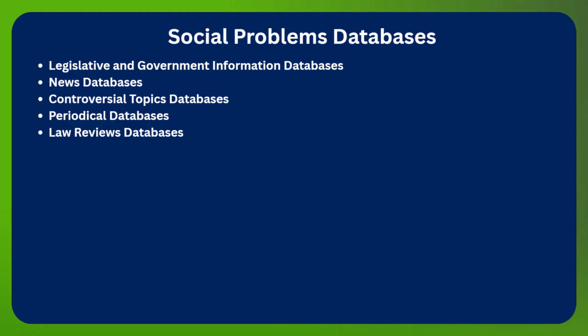The library has a number of databases that contain resources on social problems. We will begin with databases that contain more legislative and government information, then go to news databases, then to some controversial topics databases, and then periodical databases, and finally, law reviews databases.